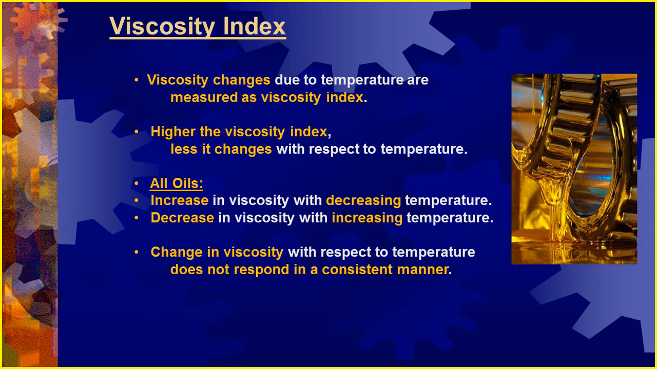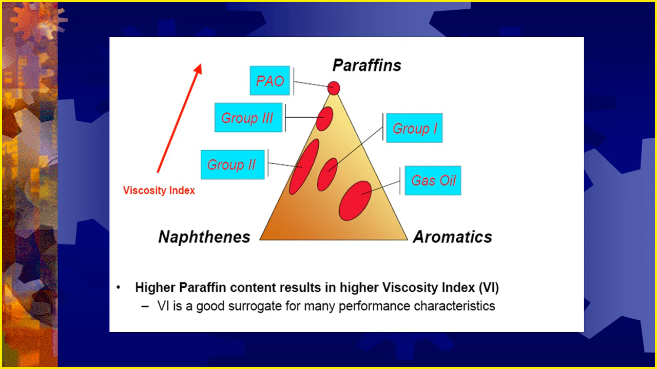Very important is what's called VI, or viscosity index. The higher the viscosity index, the greater the stability of the oils. Now, the higher the paraffin content, the greater the stability of the oil as well, which is also part of the viscosity index. Higher VIs are very good for many performance characteristics.